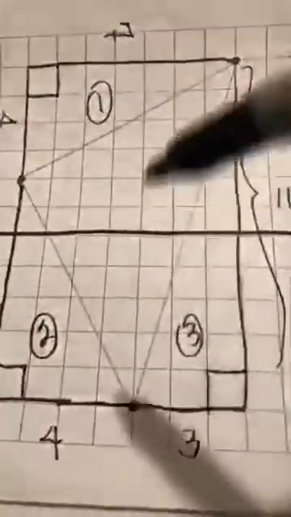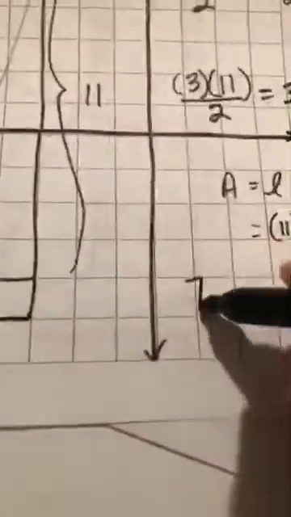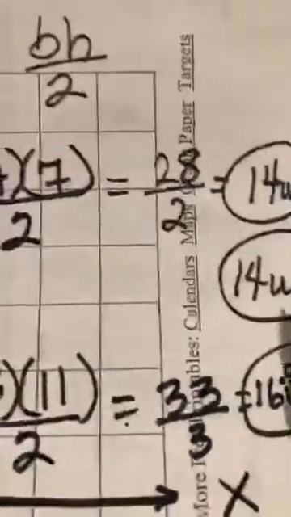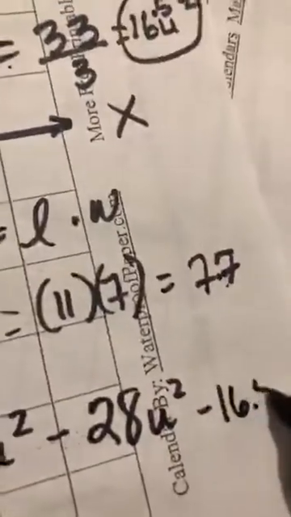So now we're going to take this whole area of the whole piece and subtract out these little pieces. So if I have 77 units squared minus 14, 14, and 16.5, I'm actually going to combine these two that are 14, because I know 2 times 14 is 28. Oops, sorry, minus 16.5.